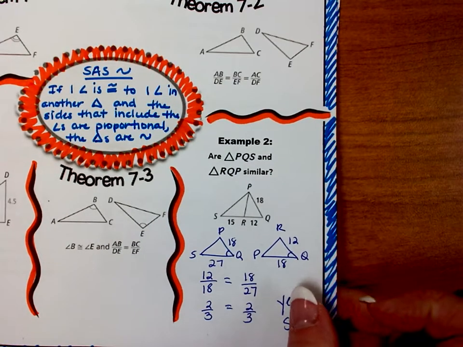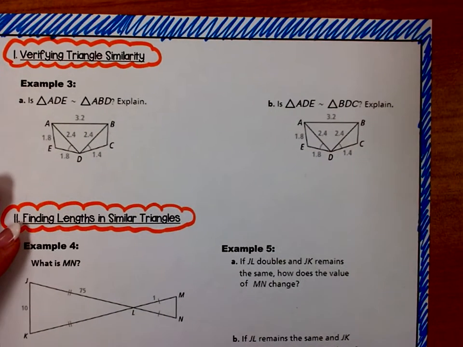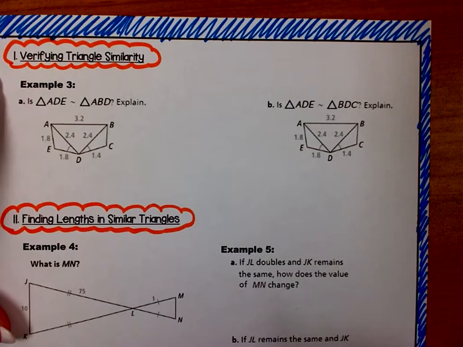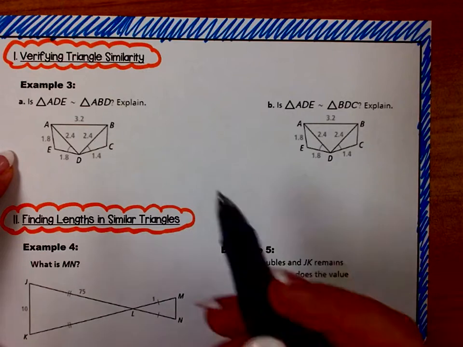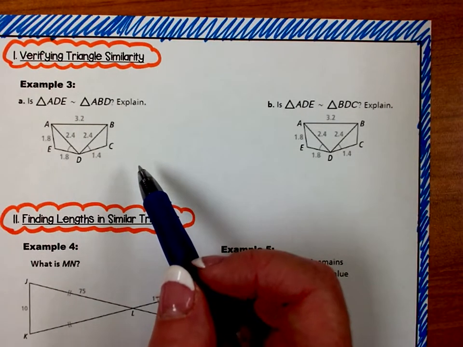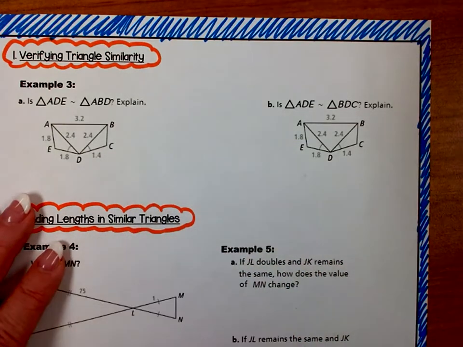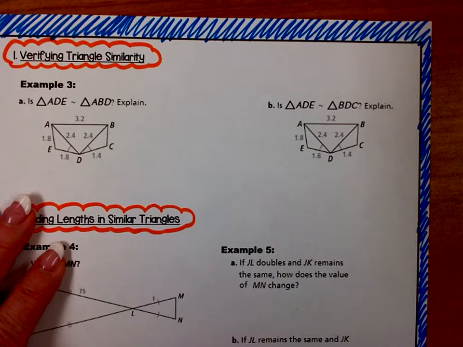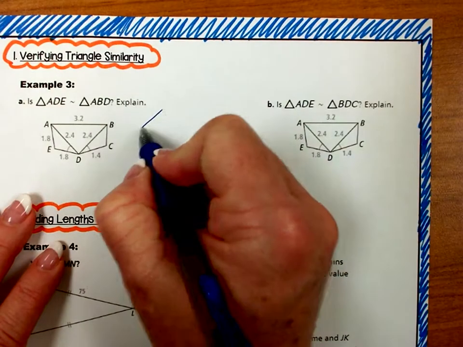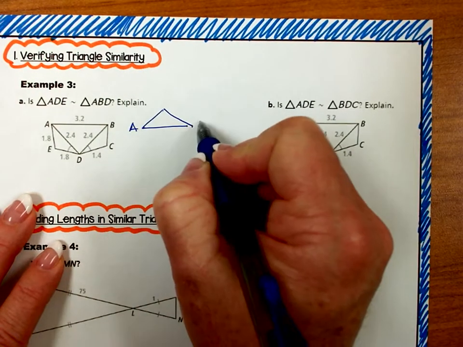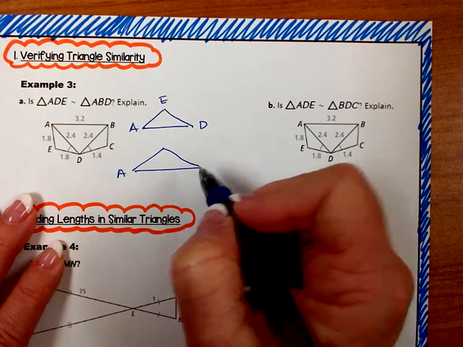Okay, let's take a look at the next page. Okay, so this is verifying triangle similarity, which is actually what we were doing in the last two examples also. So in example 3, part A, we are comparing triangle ADE and ABD, and since these are all together and that's really hard to look at, first thing we want to do is separate those triangles. So we're going to start with, and like I said, I just draw two triangles. So ADE, and then another one, ABD.